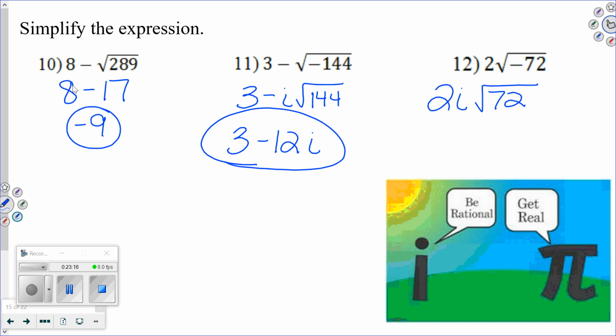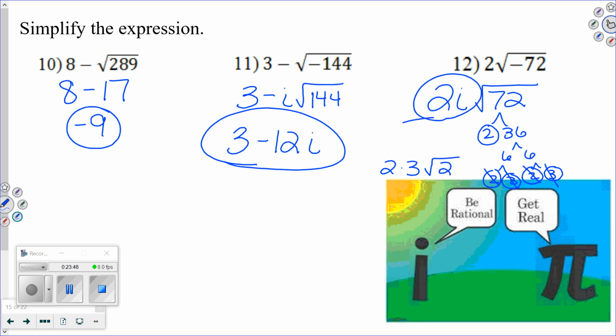All right. Square root of 72, is that one perfect? No, it's not. All right, so I'll do my factor tree. Any pairs? Got a pair of 2's. Got a pair of 3's. I got a leftover 2. And then I also had this stuff that was already out there to begin with. So what do we end up with? 12I radical 2. Good.